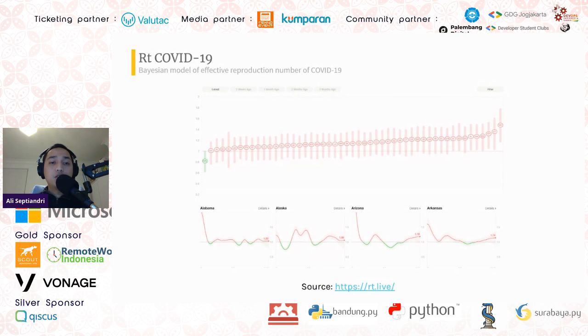Another interesting case is the Rt for COVID-19. So this is the effective reproduction number of COVID-19. You can see it on the URL down there. This is also using a Bayesian model, and you'll see some notebooks related to how to produce this model, basically.